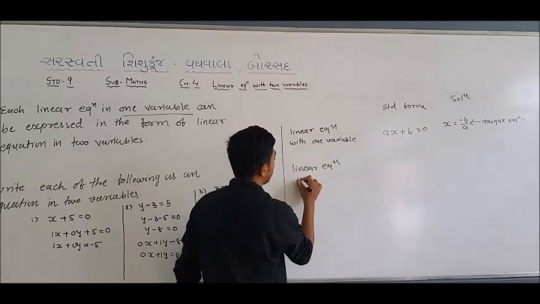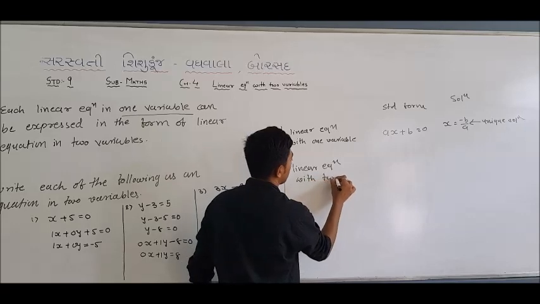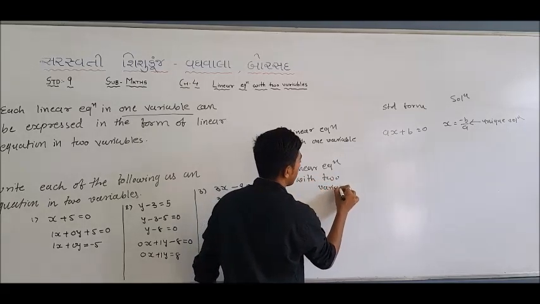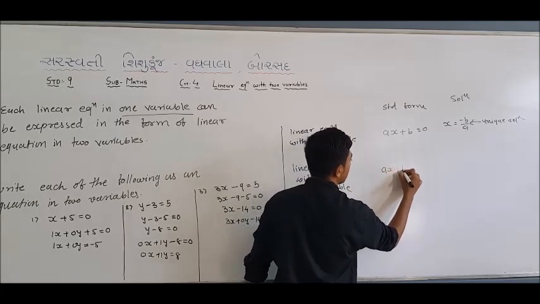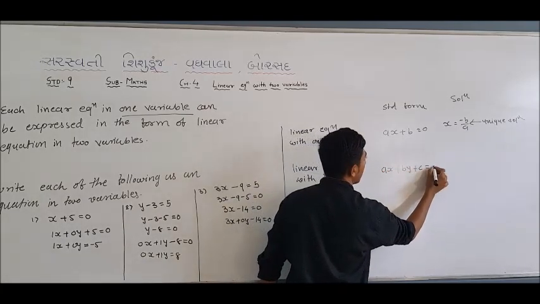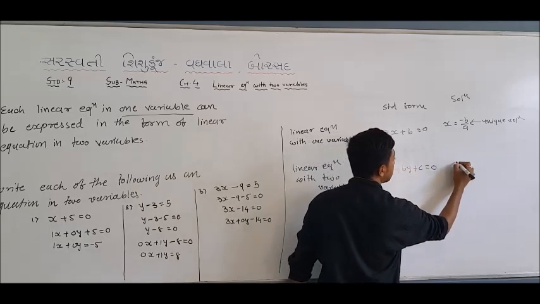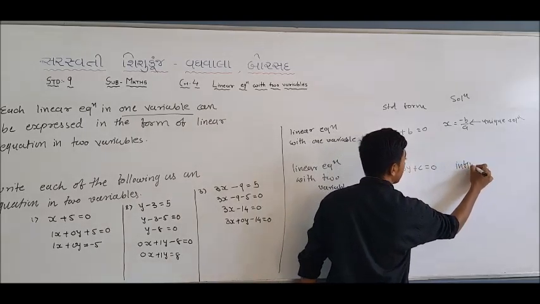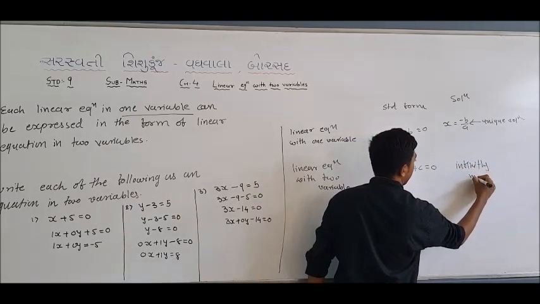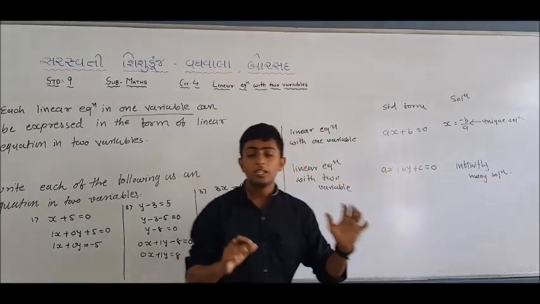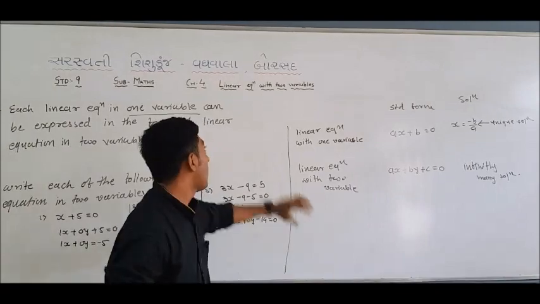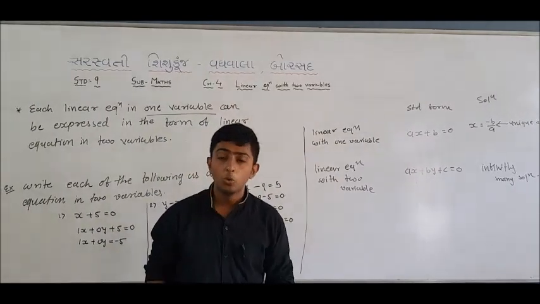Equation with two variables. What is the standard form? Standard form is ax plus by plus c equal to 0. Solution: there are infinitely many solutions. So this is the whole introduction of linear equation with two variables.